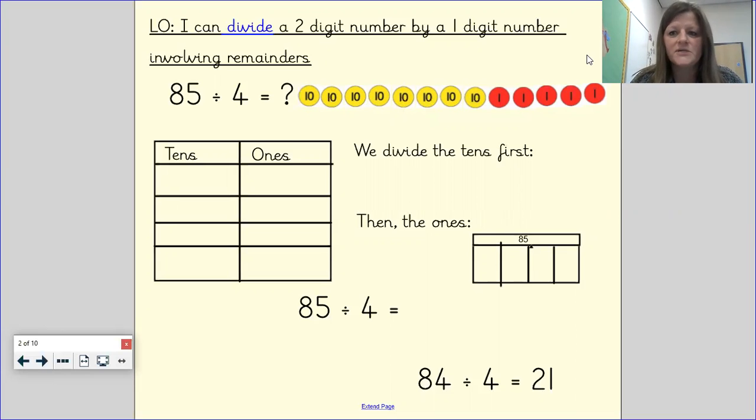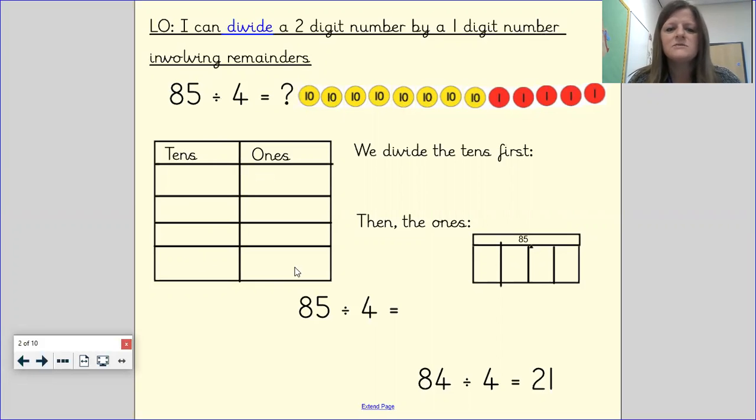So this is our question that we're starting with, 85 divided by 4. Now, the same as yesterday's learning, the same as last week's learning, we are going to partition and we're going to use our known facts. So we're going to divide the tens first. So in this instance, we have got 80, 8 tens, and we are dividing them by 4. So we're putting them into 4 groups, equal groups.